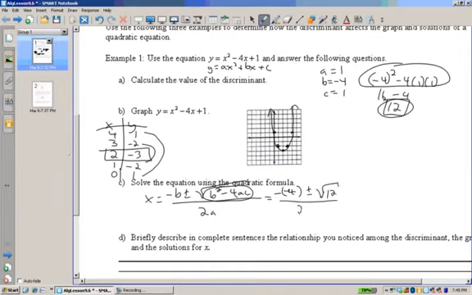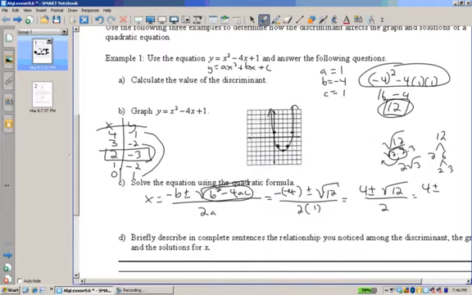Over 2 times a, well, a is 1. Opposite of negative 4, that's positive 4, plus or minus the square root of 12 over 2. Now, I can never leave the radical expression unsimplified. 12, if I break it up, is going to be 2 times 6, 2 times 3. So you notice we have the square root of 12 is the square root of 2 times 2 times 3. I see a pair of 2's, bring one of them out, and I have 2 square roots of 3. So this is 4 plus or minus 2 square roots of 3 over 2.